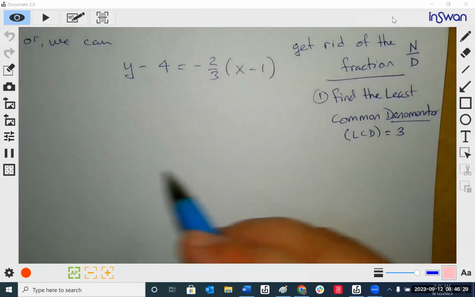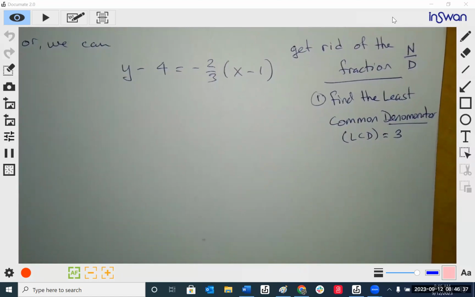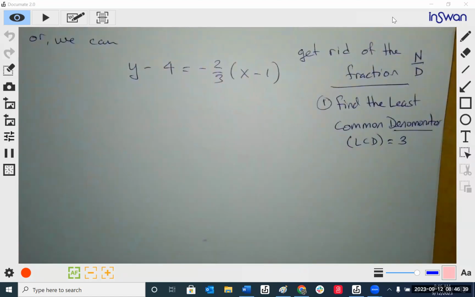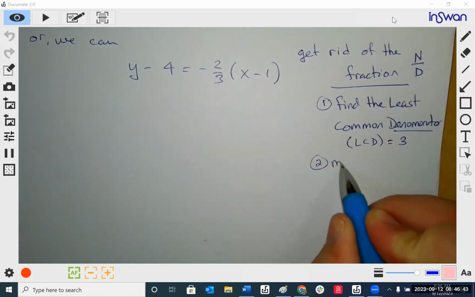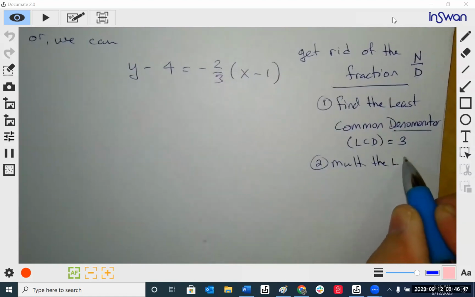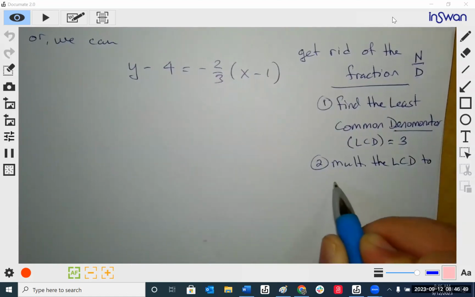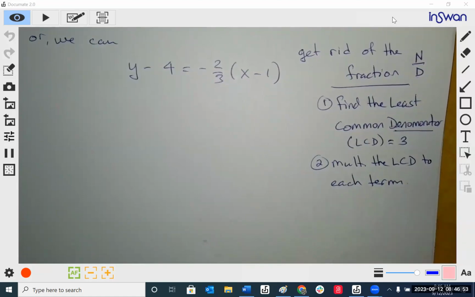So whenever you have fractions, find the least common denominator. The next example I'm going to give you will be all fractions. So this is just a simple one that we're going to do first. So first find the LCD. Then multiply the LCD to each term.